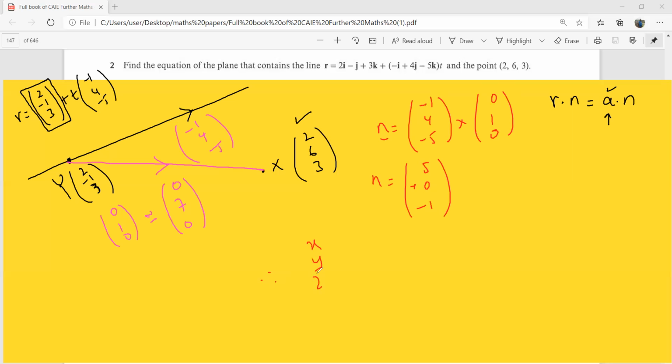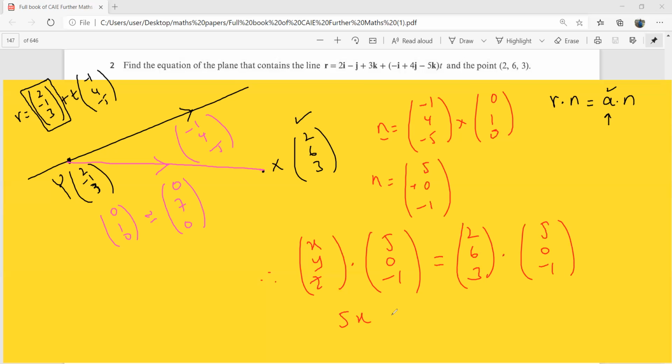It says x, y, z times this 5, 0, minus 1, and this is going to be equal to a, let's take this 263 as our a, dot 5, 0, minus 1. So you have 5x minus z, and that is equal to 10, and this was minus 3, that is 7. Is that the answer at the back, बच्चो? Yes. Okay. So this was a situation where you were given a line and a point.